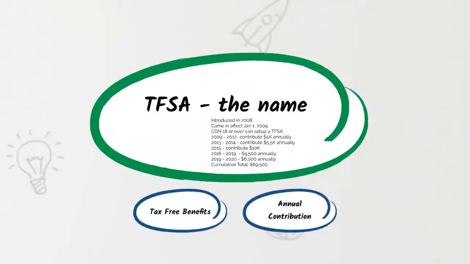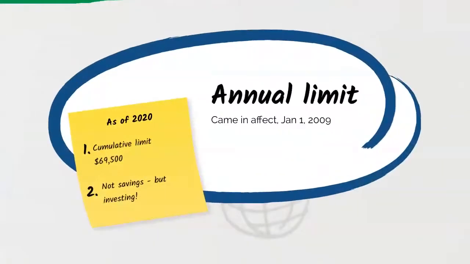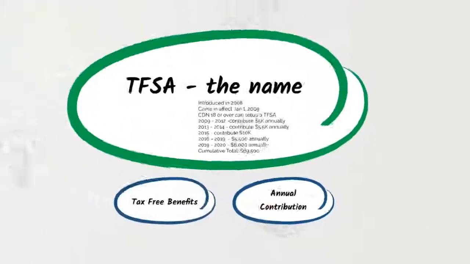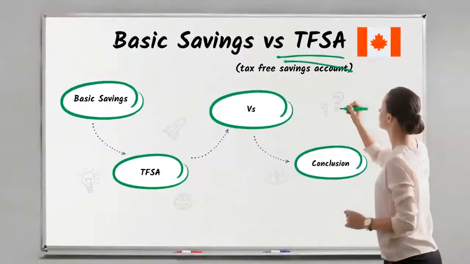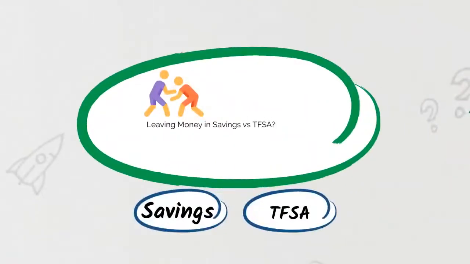As of 2020, the cumulative contribution limit of a TFSA is $69,500. So if you have not put money in a TFSA, I encourage you to use this as a vehicle to earn a higher rate of return. It's called the tax-free savings account, but don't put your money in a TFSA and try to keep it as a savings account. What we're going to look at in this next slide is a comparison of the TFSA to a regular savings account.